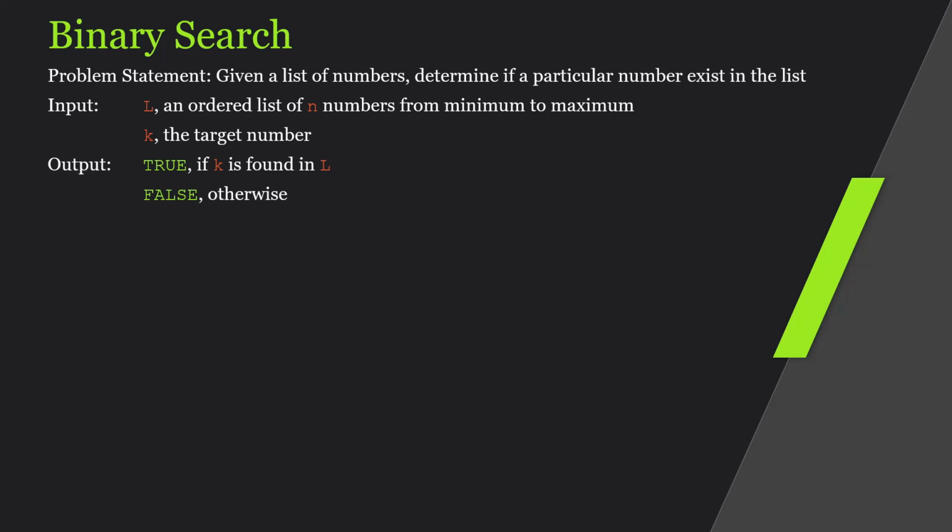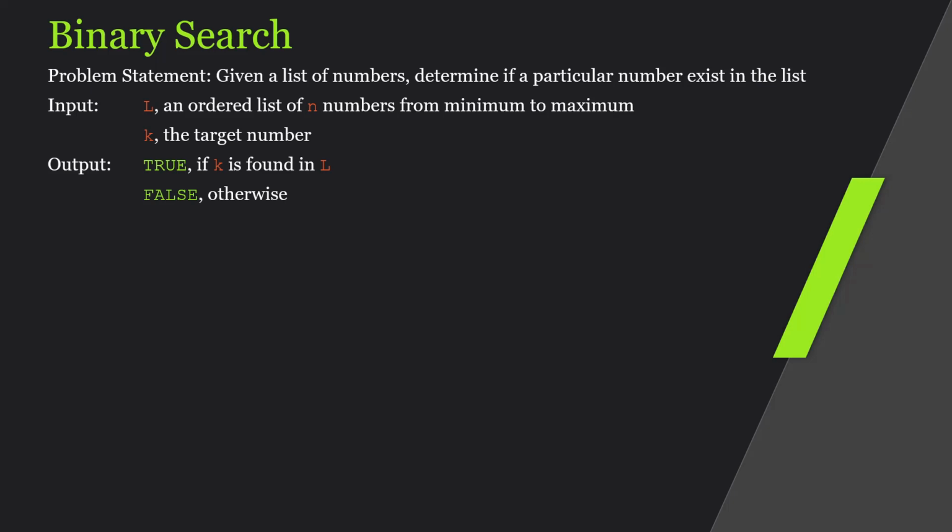So if we were looking at linear search, the input would have been just a list of n numbers. It didn't have to be ordered or not. And our outputs are the same as we saw in the other search problem, and that's true if k is in L, false otherwise.